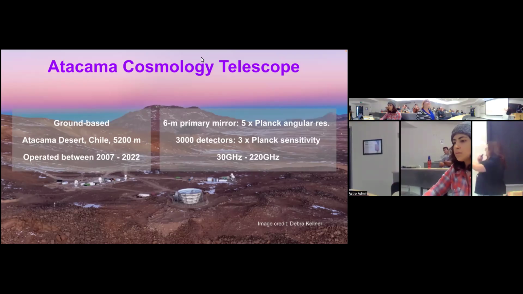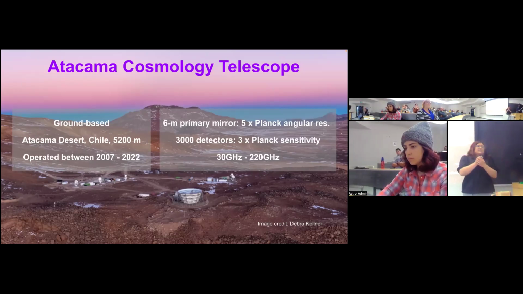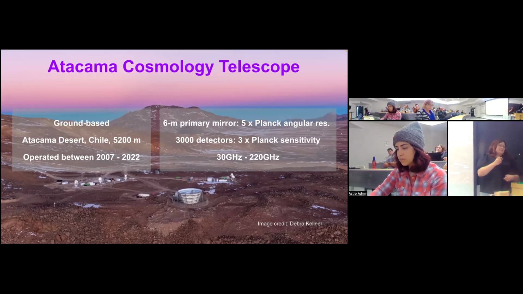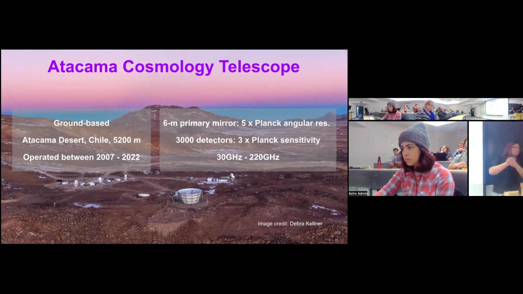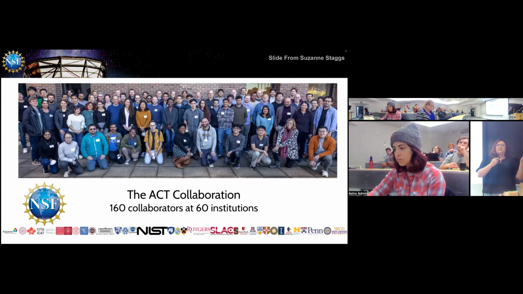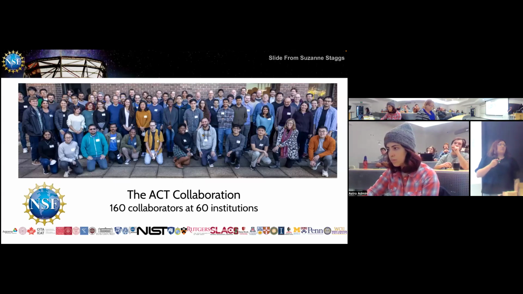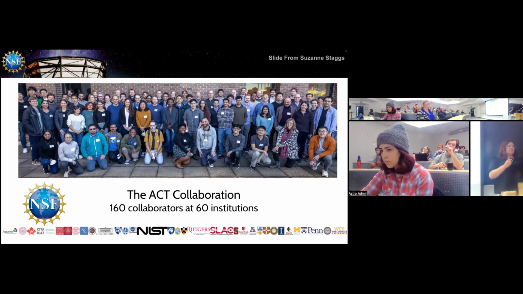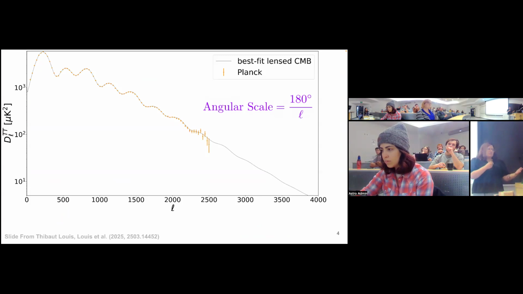You can see a picture of it here. It's quite down. The Simons Observatory was built there. Importantly, it has about 5 times the angular resolution and about 3 times the sensitivity. The collaboration is composed of about 160 people across 60 institutions worldwide. Many of us are now involved in continuing this work, and this is from the last collaboration meeting in Princeton.